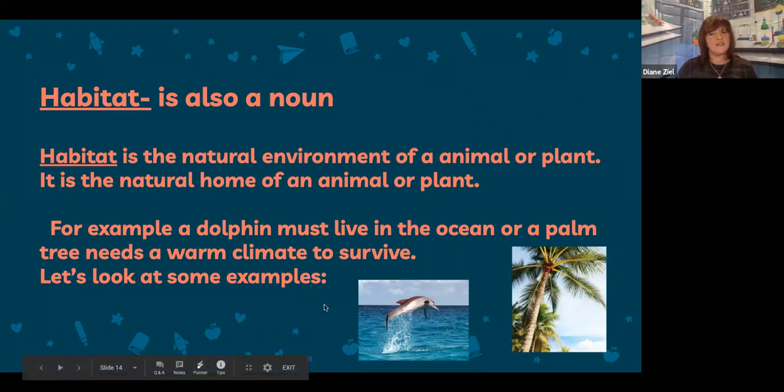In other words, I could not have a dolphin as a pet at my home because I don't have an ocean to sustain its life. The habitat is the environment that the animal or the plant needs in order to live. I could not grow a palm tree in my backyard because I don't live in a warm enough climate for a palm tree. But maybe if I lived in Florida or on a tropical island, I could, because that climate could support its life.